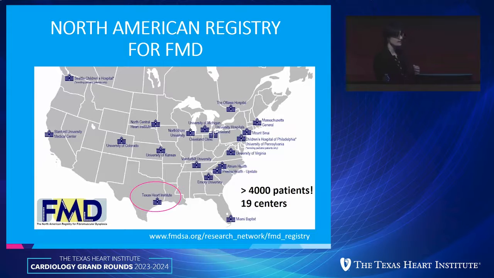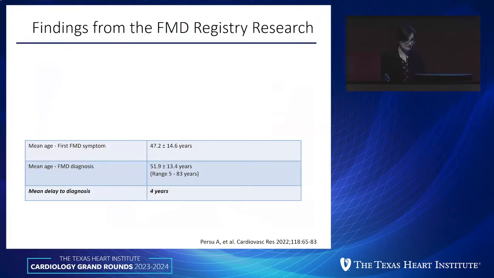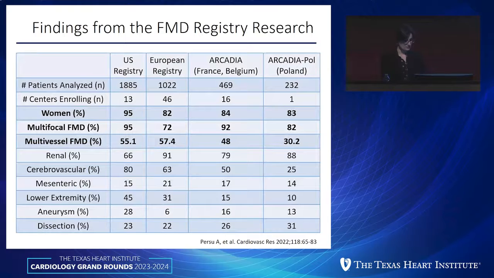So now we have the North American Registry for FMD, an updated name now that it includes Canada, from the US Registry for FMD. And this amazing center became a member of that coalition of forces over the summer last year. So we now have over 4,000 patients enrolled in this registry, 19 different centers included. And because of this registry, we've learned a lot about FMD.